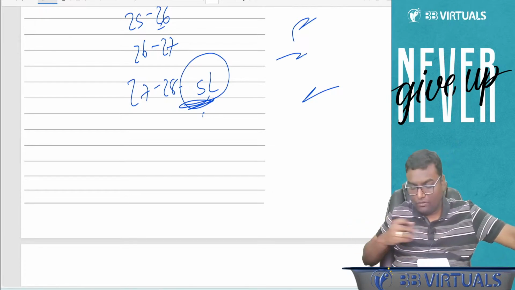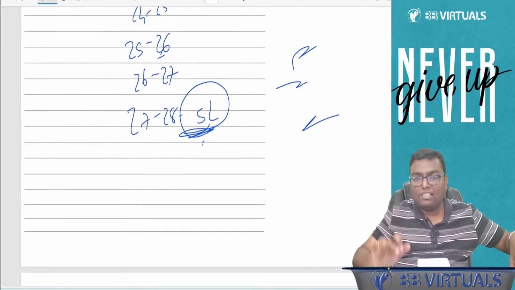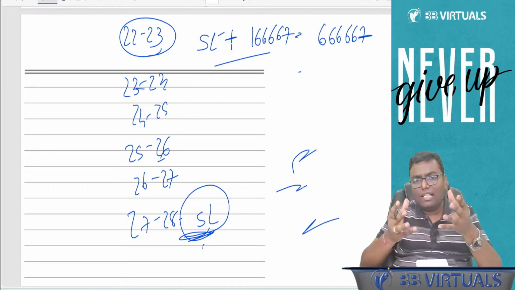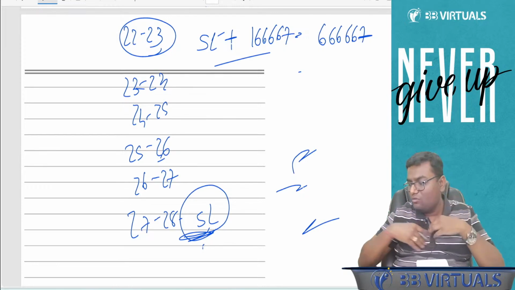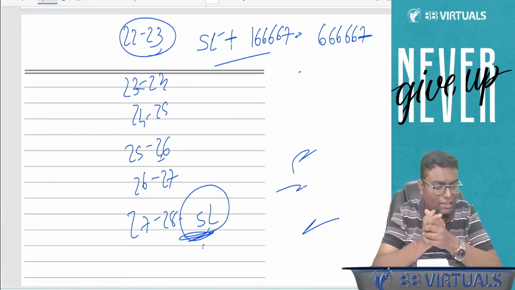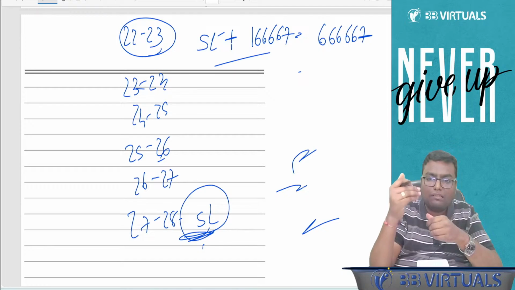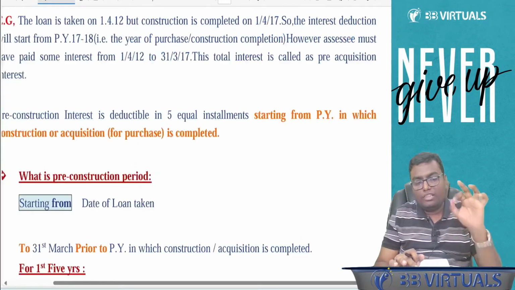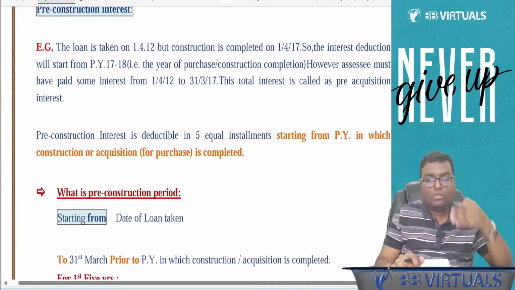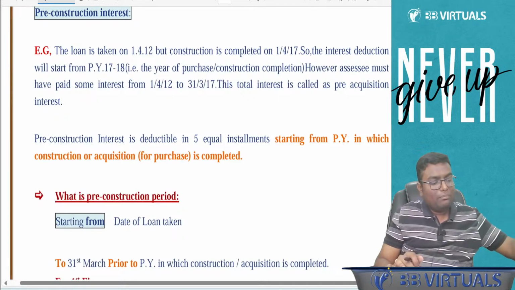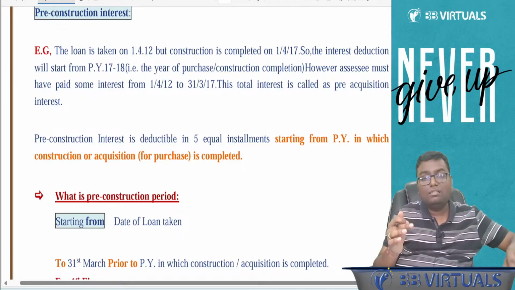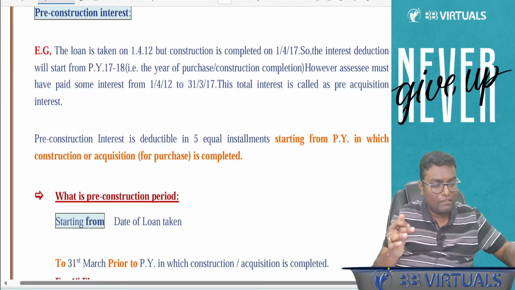So yes, what I was discussing is that for 5 years I will get this deduction, which will be bifurcated into 5 years. And from the 6th year, I will get the simple deduction of the current year. Current year over here means 28-29. I will get the normal current year deduction. Then onwards, I will not get that 1/5 of the pre-construction deduction. That is simple. So the simple funda for pre-construction interest is: if the loan is taken in some financial year, and the property is purchased or constructed in another financial year, then in that case the deduction will start from the year in which purchase or construction is completed.